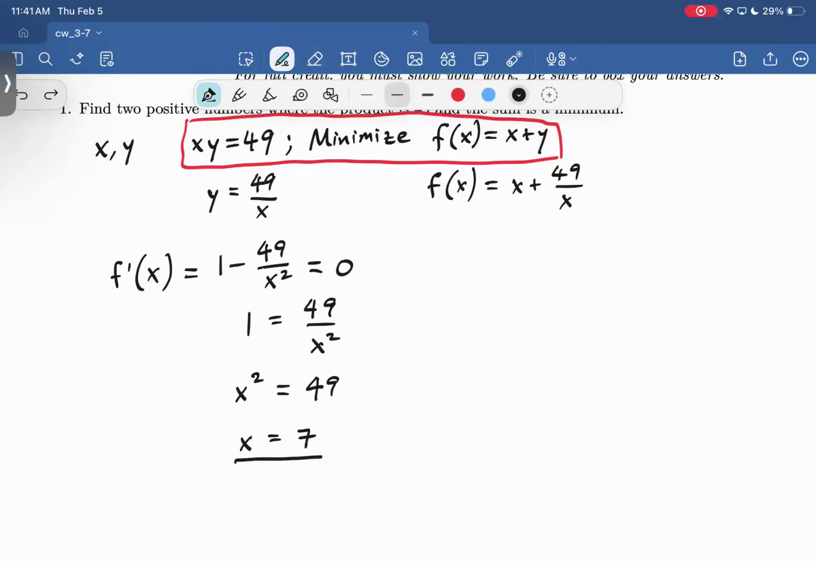So we'll have to find the second derivative, right? Our first derivative is right here, so we'll have to differentiate one more time, and that will give us 98 over x cubed.